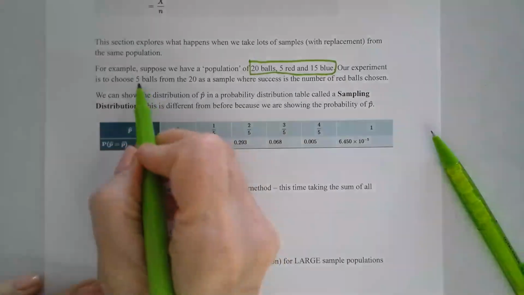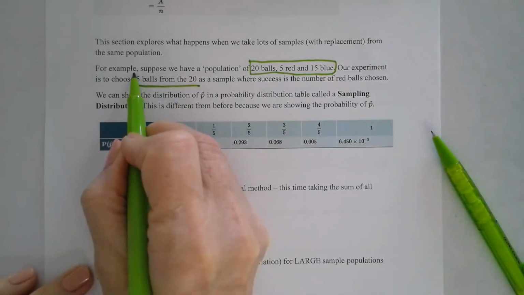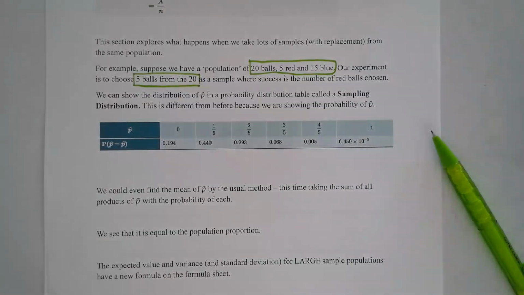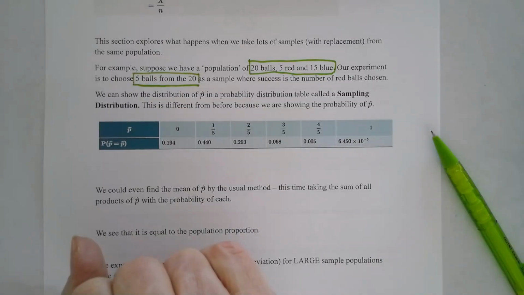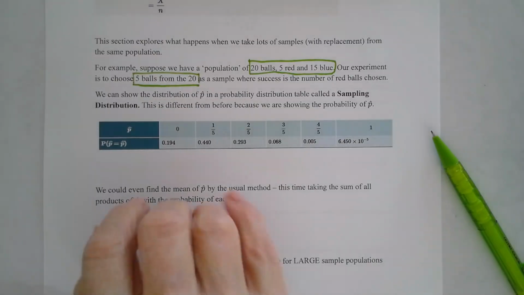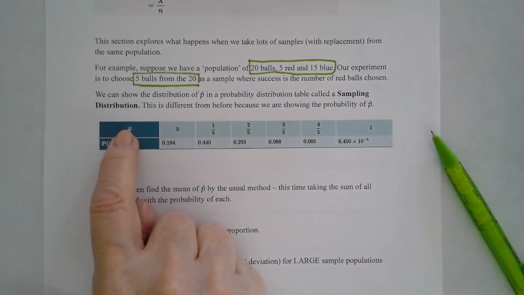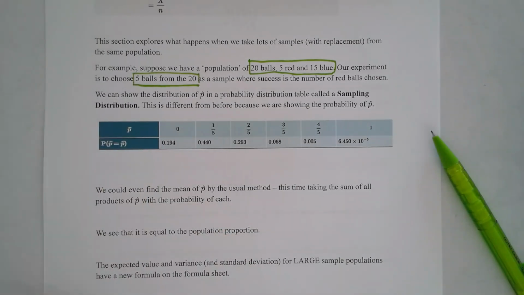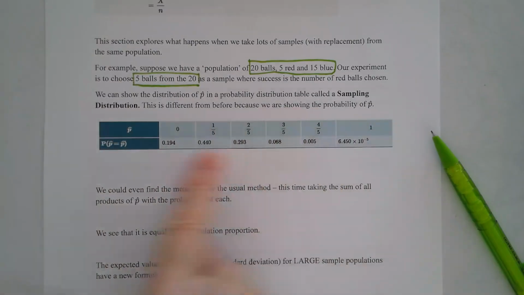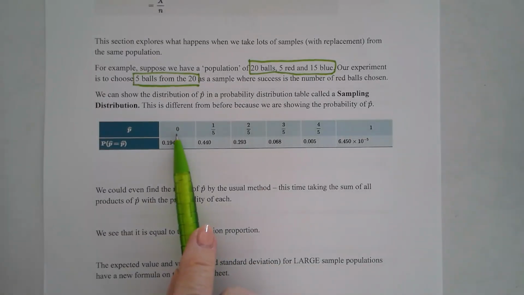Our experiment is to choose 5 from the 20. So that's how big our sample is going to be, just like in our last one. We can now show the distribution of p hat. In the olden days, we had a probability distribution table where this was X and this was the probability of getting X. Now we're talking about the probability of getting a certain p hat. So it's a totally different table. These p hats are the things that I could get.